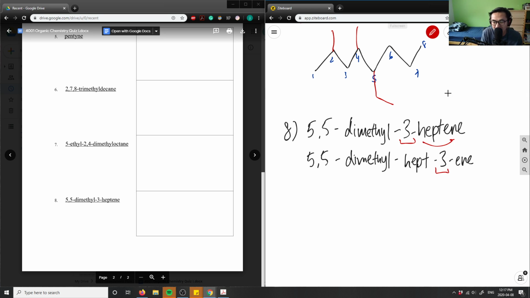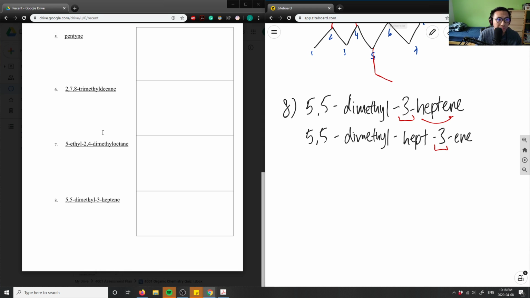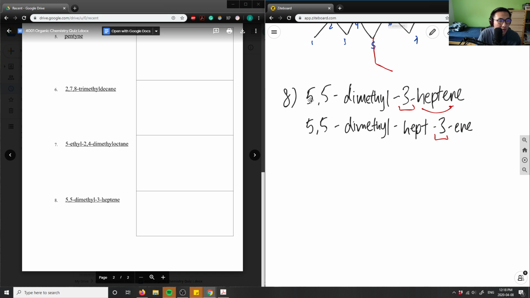I personally like putting the 3 right in between hept and ene. So it's very specific: the ene, or the double bond in this case, refers to the 3rd carbon that's being double bonded. So I like the second option when I'm naming it, and I think the second one is the newer IUPAC name as well. This worksheet was made a bit older, so this is the older IUPAC name here, but I'm going to introduce you to the newer IUPAC name.